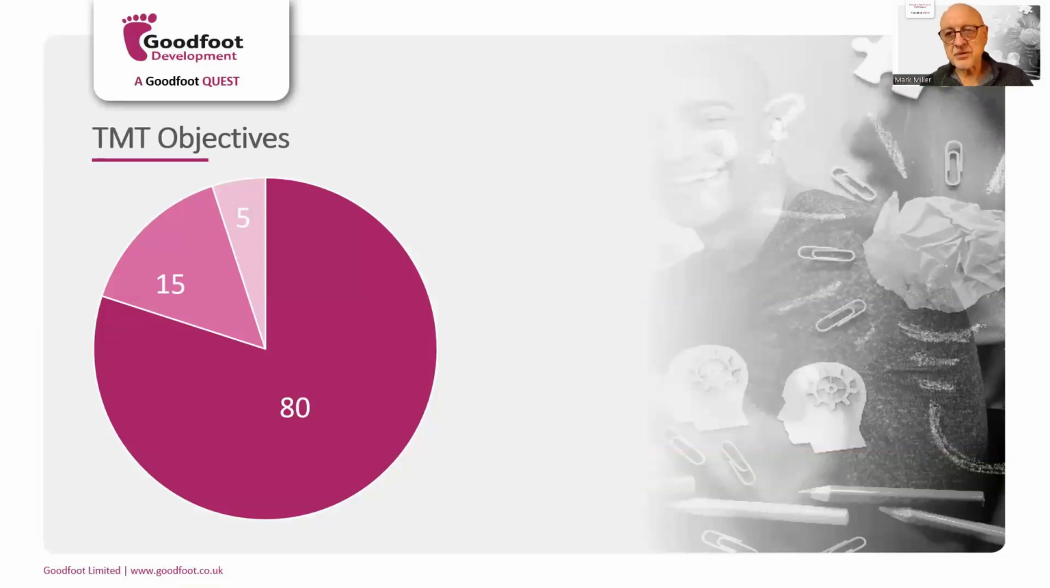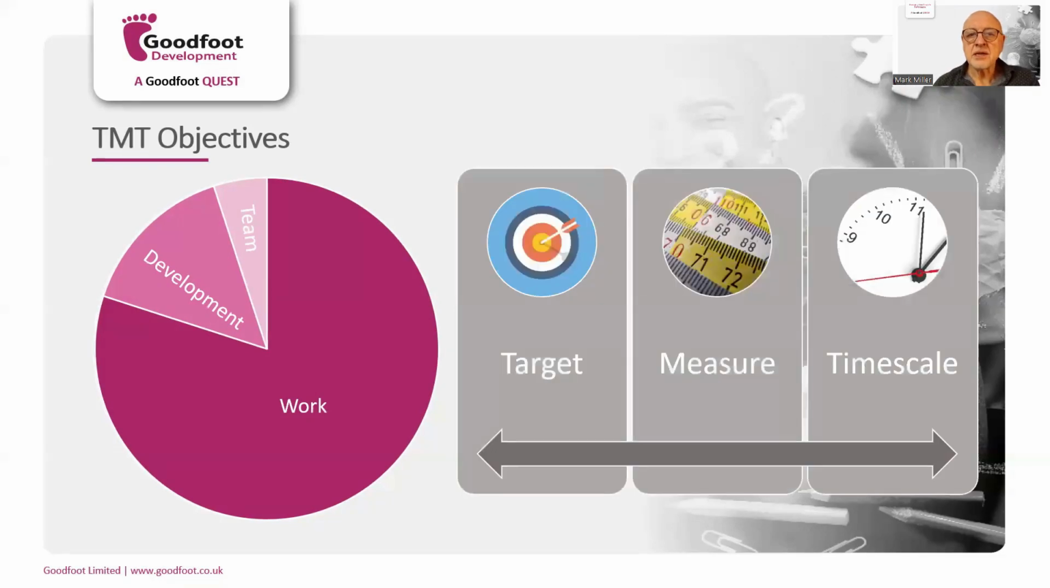Three different types of objectives that we could set, which begin to give us an ability to produce a really high performance. We'll call these TMT objectives. You'll see why in a second, but here we go. So in terms of the 5 and the 15 and the 80, 5% team development objectives, 15% personal development objectives, and the 80%, of course, is work objectives. And all of these need target measures and timescales.